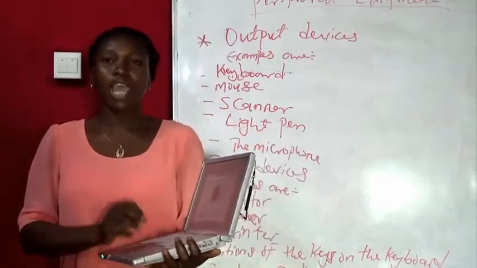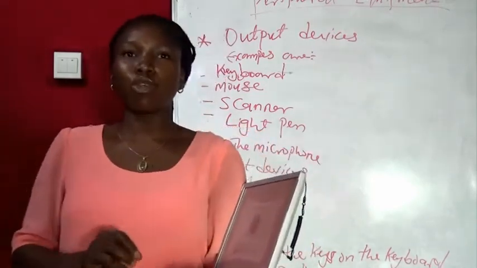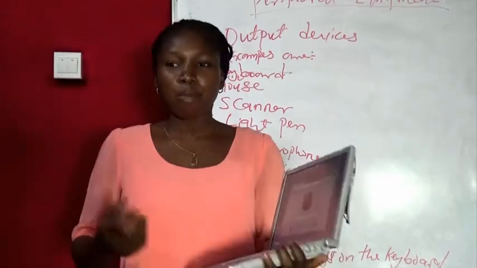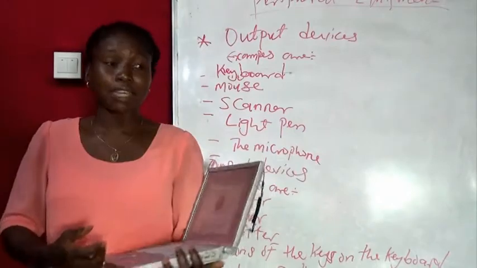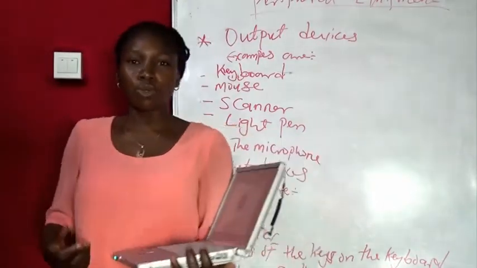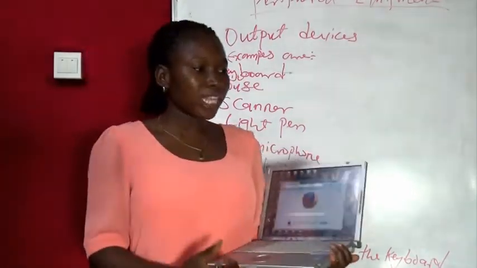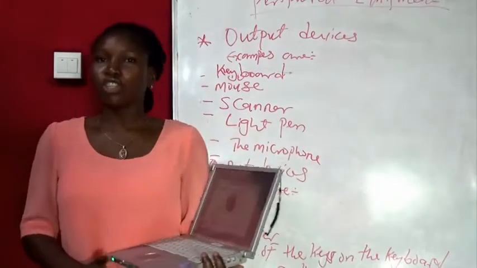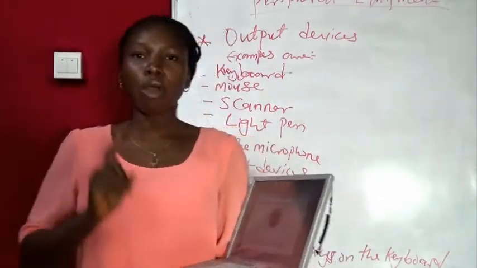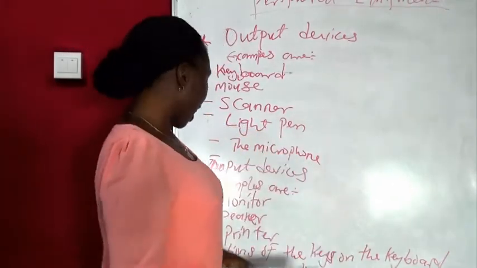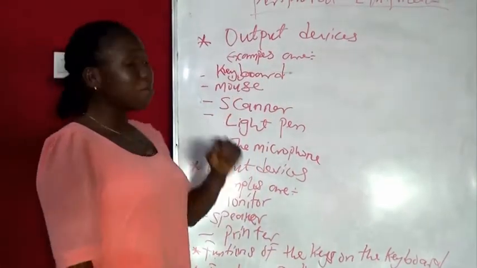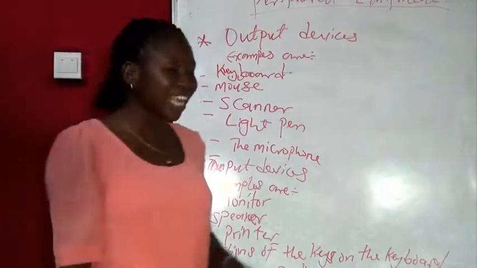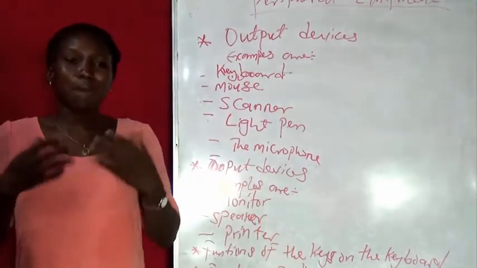Your multimedia keyboard helps you, like, whenever you want to play your video, it has a pause, it has a play, it has the volume. You can increase your volume, you can reduce your volume. In other words, without the keyboard, your computer cannot function properly. Another example of an input device is your mouse.